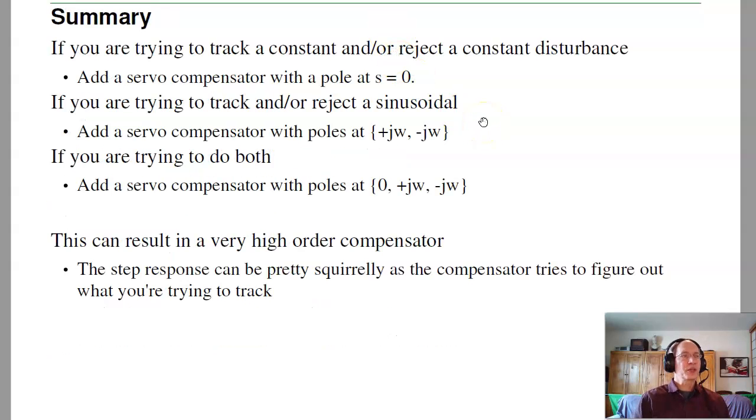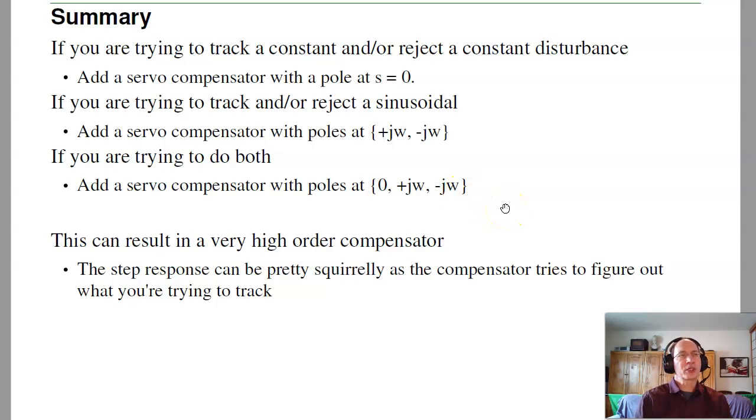So in summary, if you're trying to track a constant set point and/or reject a constant disturbance, you can add a servo compensator with a pole at s equals 0. If you're trying to track or reject a sinusoidal set point or disturbance, I could add a servo compensator with poles at plus minus j omega. If I'm trying to do both, I could add a servo compensator with poles at 0 and plus minus j omega. But the servo is starting to get higher and higher order.